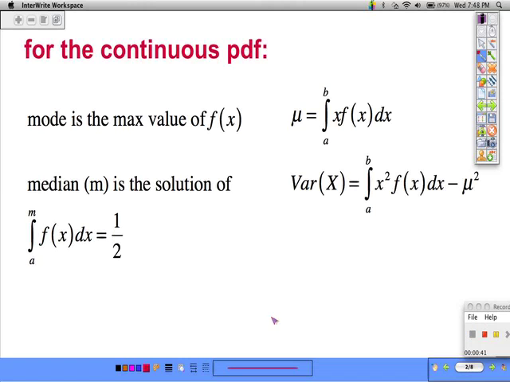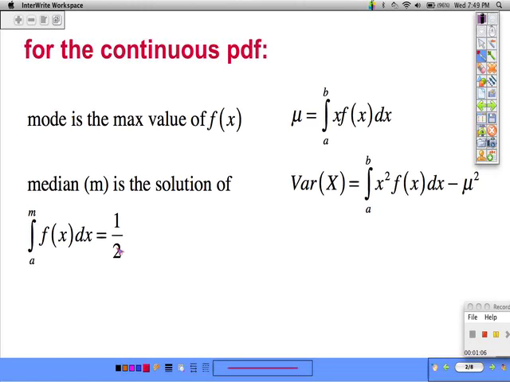For a continuous probability density function, the mode is the maximum value of f of x, the most probable. The median is the solution to this integral, the integral from our start value to some median value of that function is equal to 1/2. Should make sense, the halfway point of the curve.